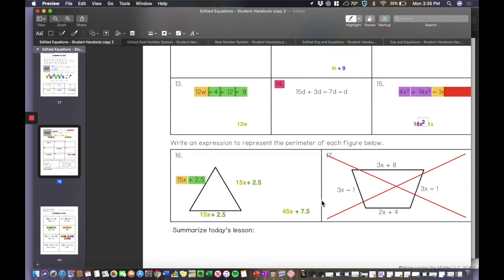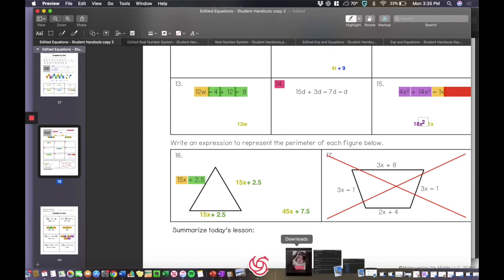For the last one, I got number 16, so I got 15x plus 2.5, and this is an equilateral triangle, so that means that all sides are the same. Because they told me what one side is, I know what the rest of the sides are. So I have 15x plus 2.5 on each side. When I want to combine them, I basically just have to add them up because all the sides are the same.